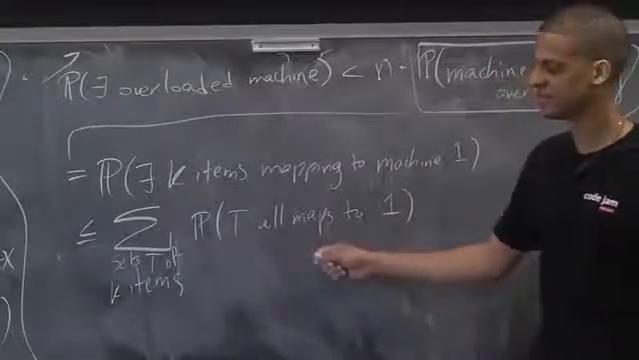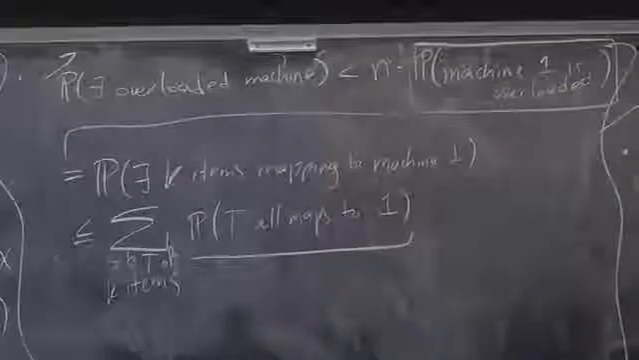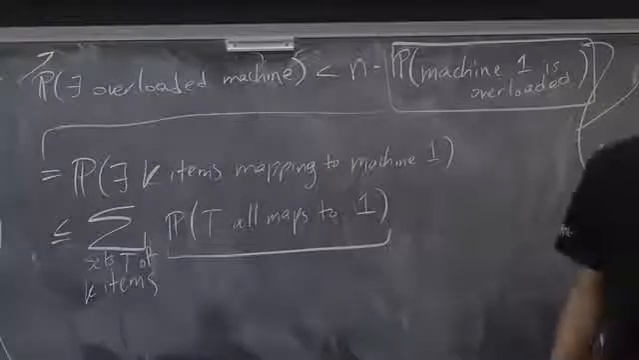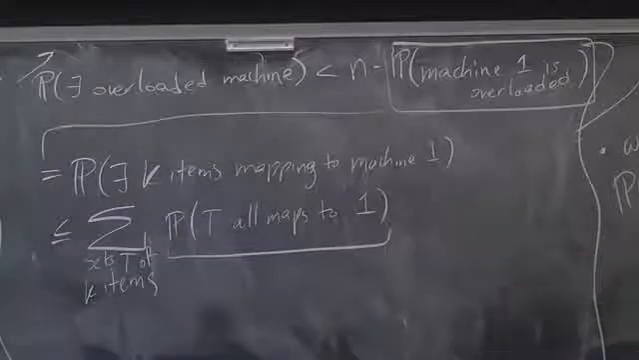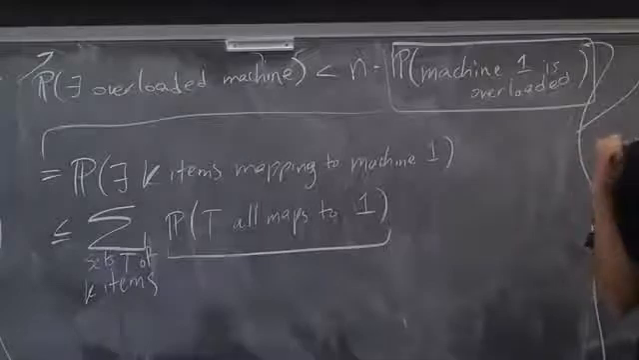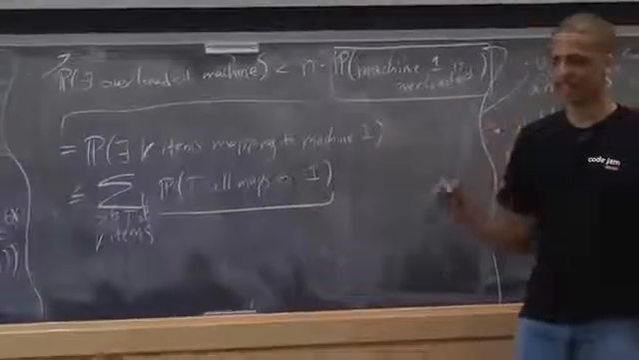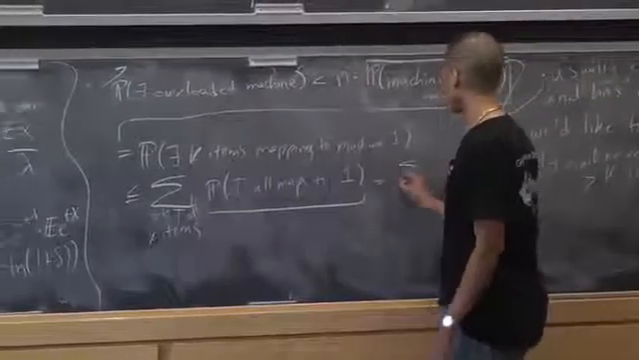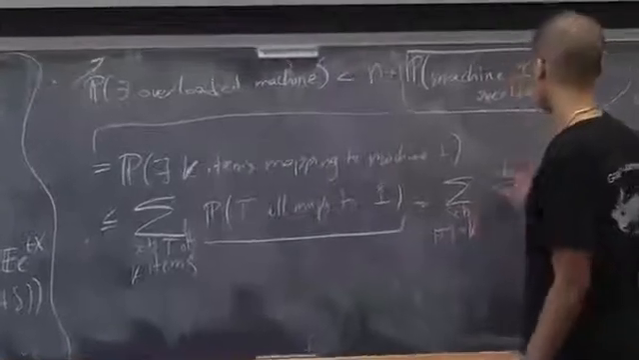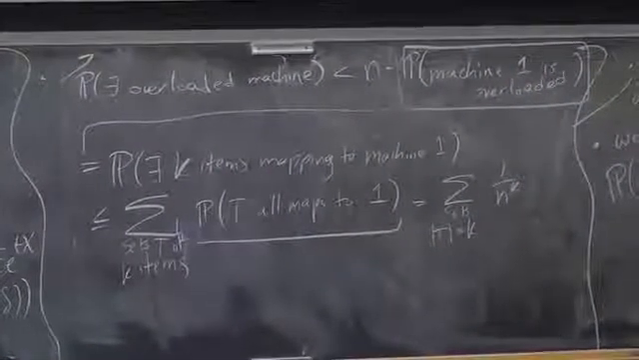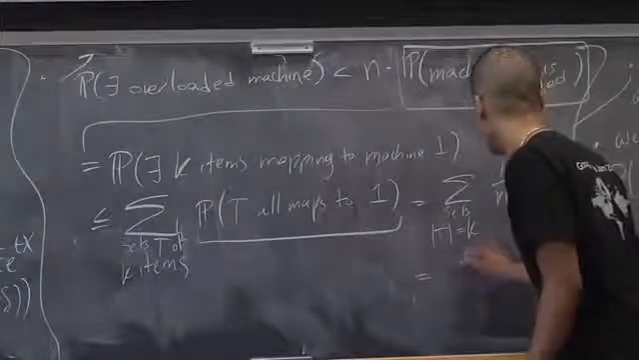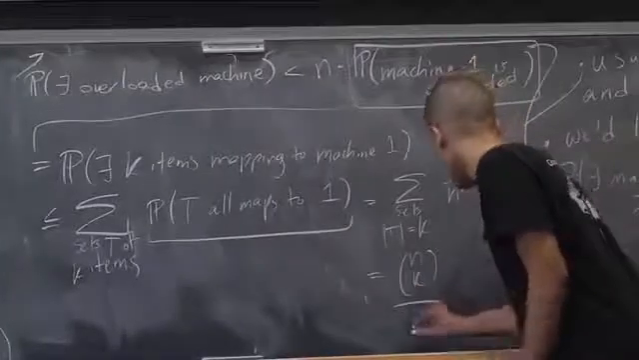Okay, but what's this probability? Let's say H is totally random. It sends each person to a totally random place. So what's the probability that everything in this set got mapped to 1? 1 over n to the k, right? I said m is n. So the probability that the first guy in T maps to bin 1 is 1 over n. And then the second guy, again, 1 over n, et cetera. And they're independent, so you get 1 over n to the k. So this is equal to the sum over sets T of size k of 1 over n to the k. And how many sets of size k are there? N choose k. So this is equal to n choose k over n to the k.